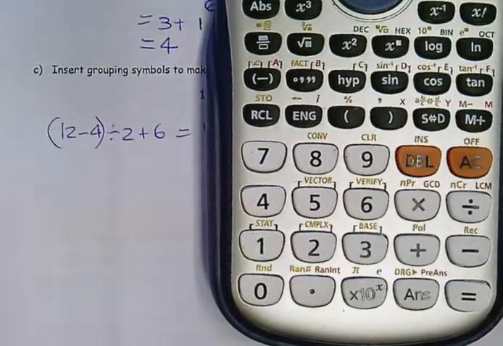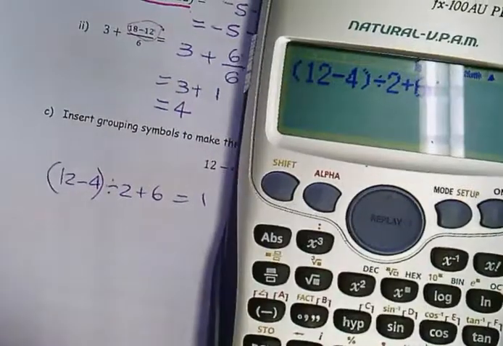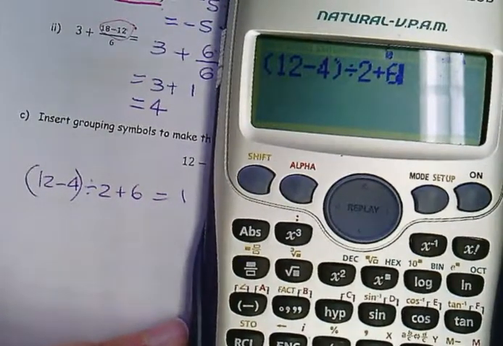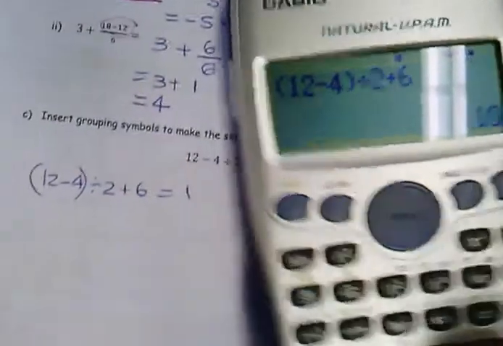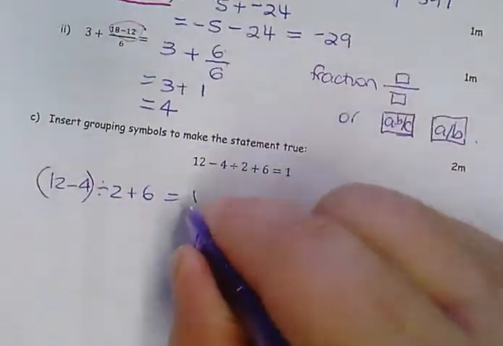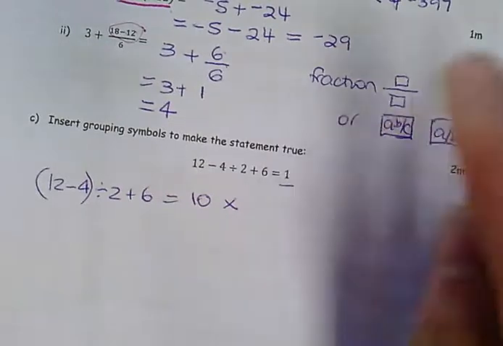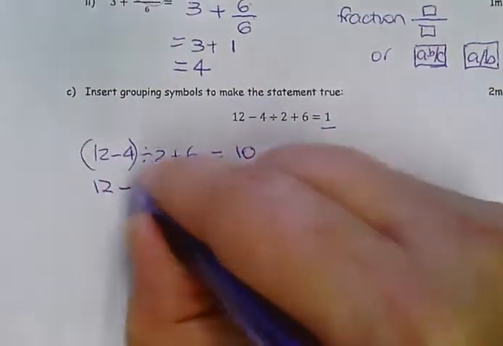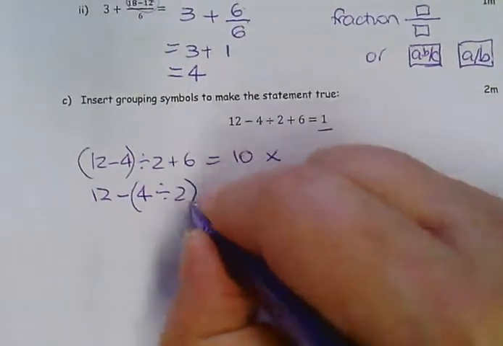Your calculator knows how to do order of operations. So that's on my calculator. It looks exactly the same as that. And I'm getting 10. So that's incorrect. Okay, so I'm getting 10. I'm meant to get 1. That's not right. You might try to move the bracket to the middle section.